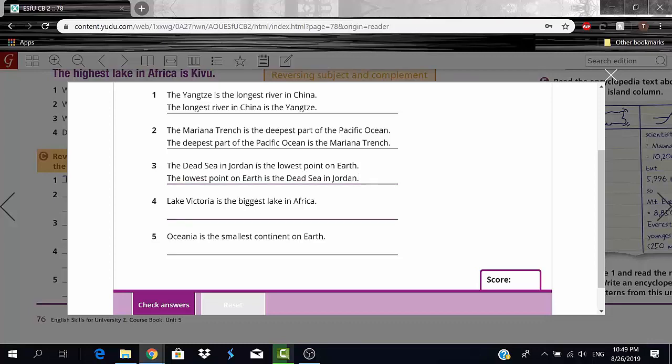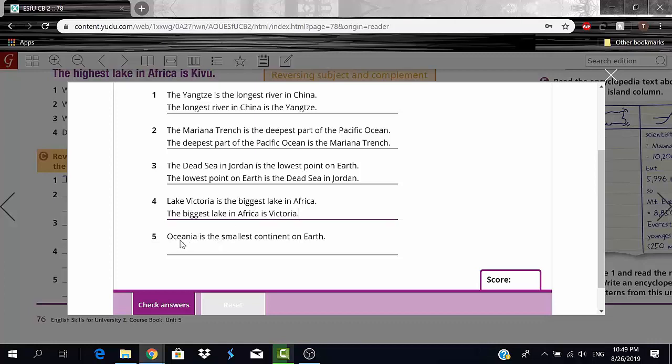And now finally, number 4, we have Lake Victoria is the biggest lake in Africa. So I could say the biggest lake in Africa is Victoria. That's correct. Okay, so the biggest lake in Africa is Victoria.